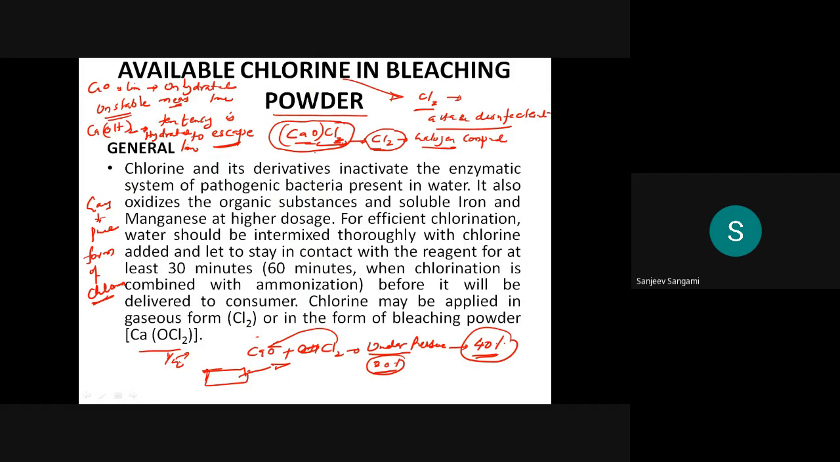Then chlorine and its derivatives inactivate. Why is this chlorine used? It is used to disinfect the pathogens present in the water. How exactly does it disinfect? First, it inactivates the enzymatic system of pathogenic bacteria. If pathogens are there and you add the chlorine, first it attacks the enzymatic system of the pathogens present in water. It also oxidizes the organic substances and soluble iron and manganese at higher dosage.